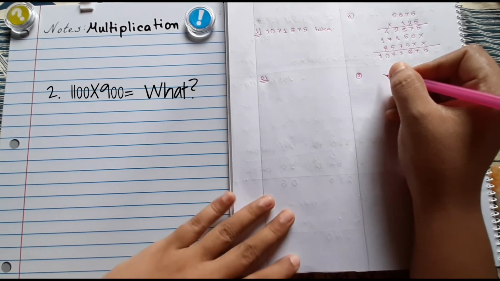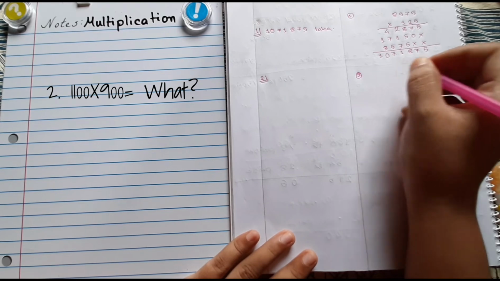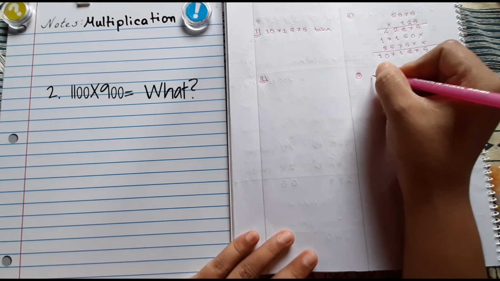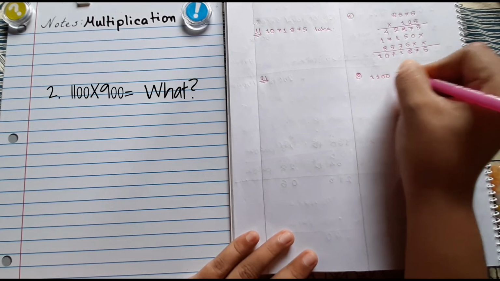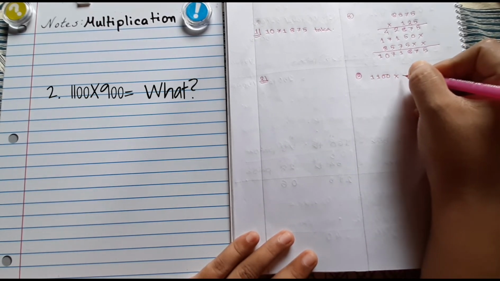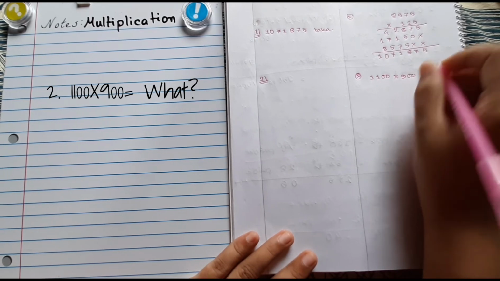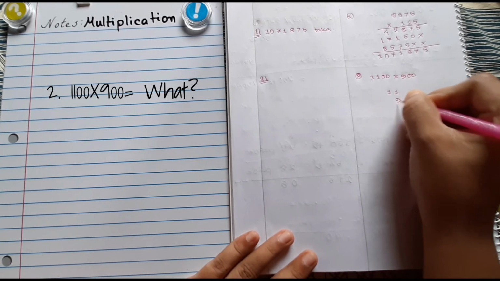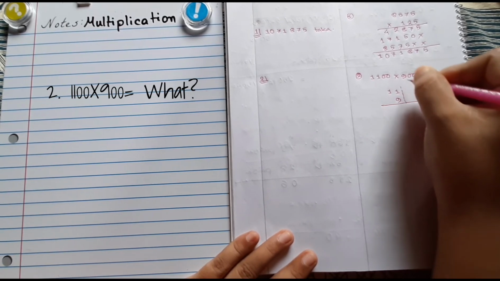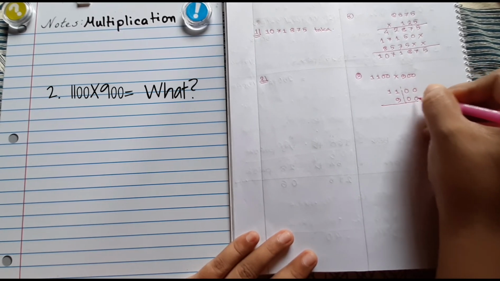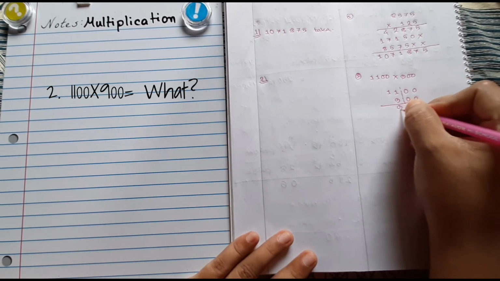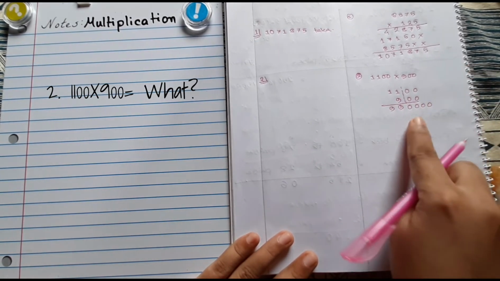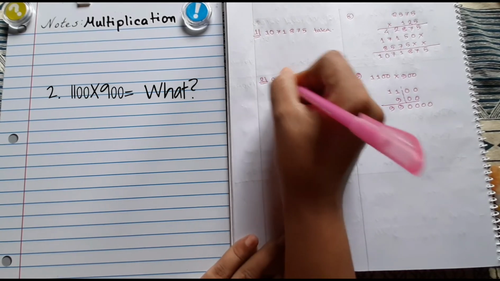Here it's just 1,100 getting multiplied with 900, this one. So what we are going to do is multiply these 2 and separate our zeros. Over here there are 2 zeros, over here there are 2 zeros, and 9 11s are 99, and there are 4 zeros, 1 2 3 4. Okay, that's it. This is your answer.